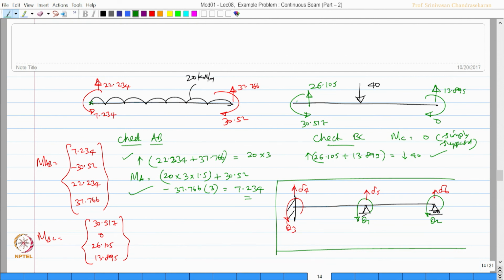If you take moment about this point, that is MB, which will be equal to 40 into 2.5, because this span is 5 meters, 2.5 minus 13.895 into 5 will be exactly equal to 30.52, which is here. And you will also see that these reactions are matching, 30.52 clockwise, 30.52 anticlockwise.